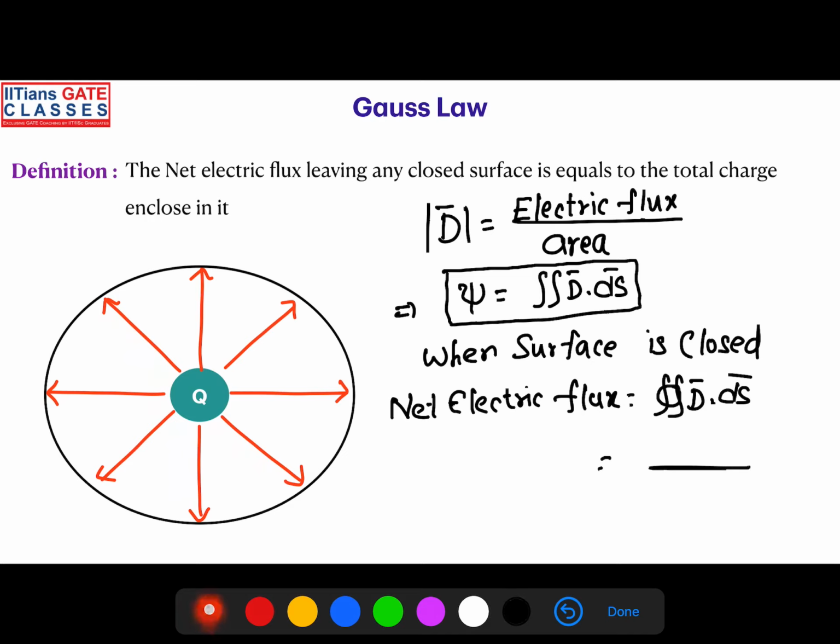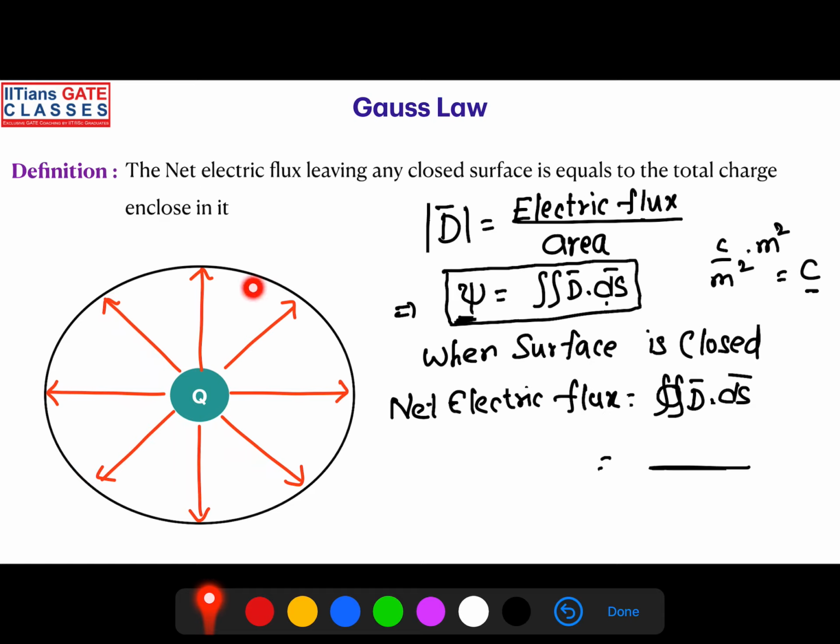So try to understand the basic concept. The electric flux has the same unit as the charge, right? The flux density will be coulomb per meter square and the area will be meter square. So the electric flux is basically the same as the charge itself. Now consider this example. There is a charge and this charge is enclosed by the closed surface. So what will be the total amount of flux leaving this closed surface?